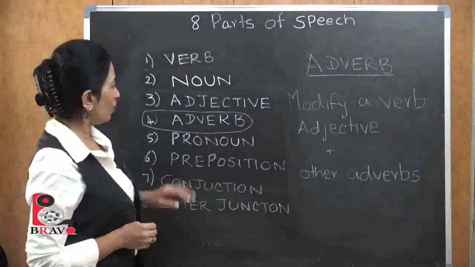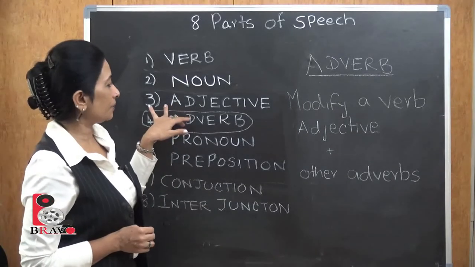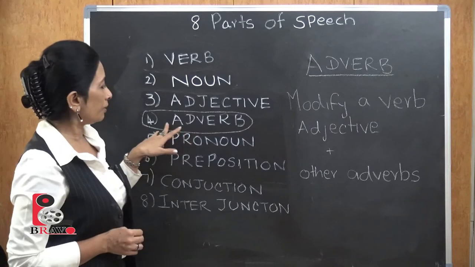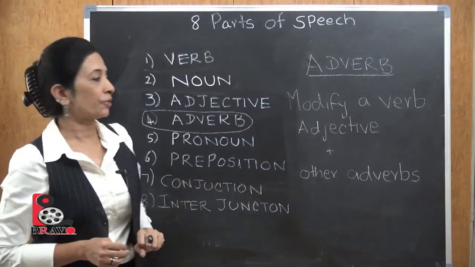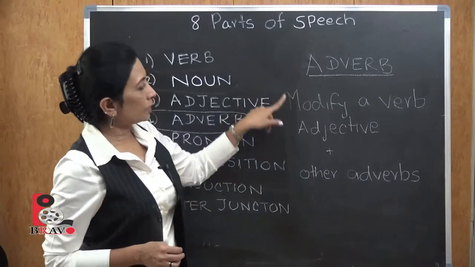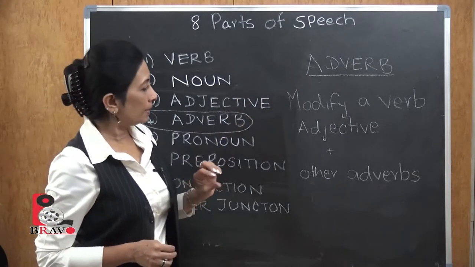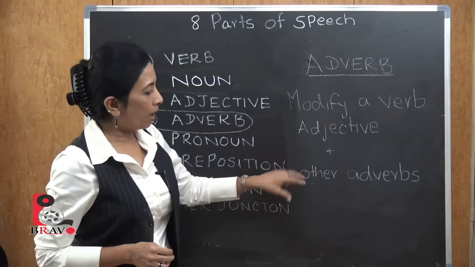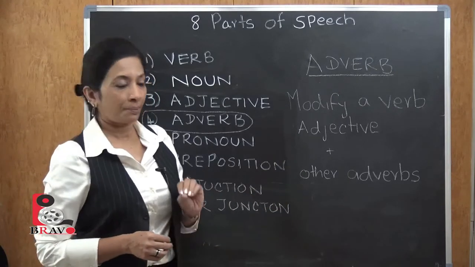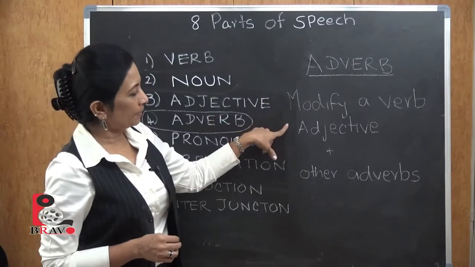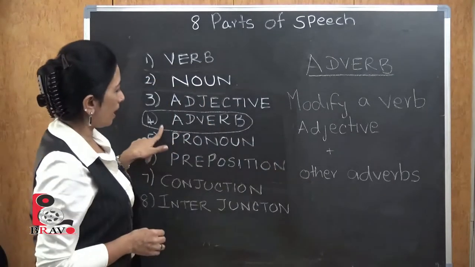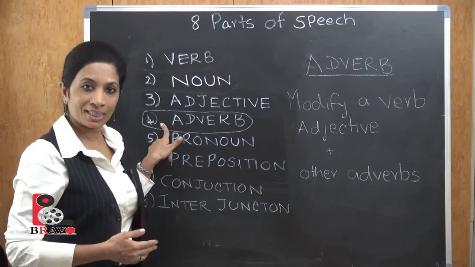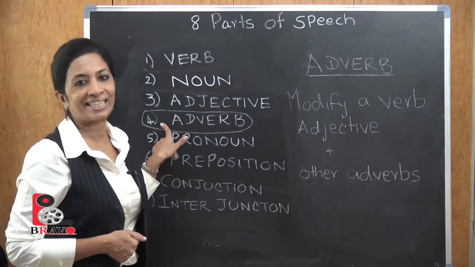Now we are moving on from the third one which we just learned, which is adjective, to the fourth one, which is adverb, in the parts of speech of English grammar. An adverb is to modify a verb, adjective or other adverbs. I repeat, it's to modify a verb, adjective and other adverbs, and we'll go into the details. As I said to you before, we'll go into the details later.